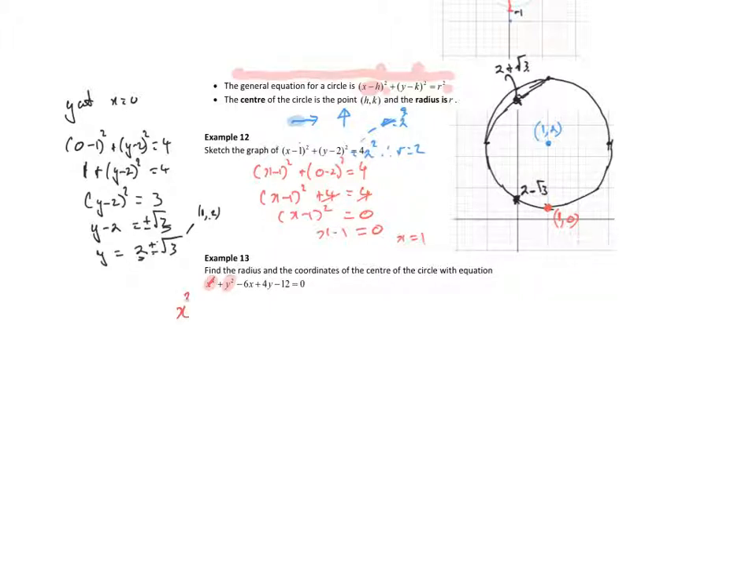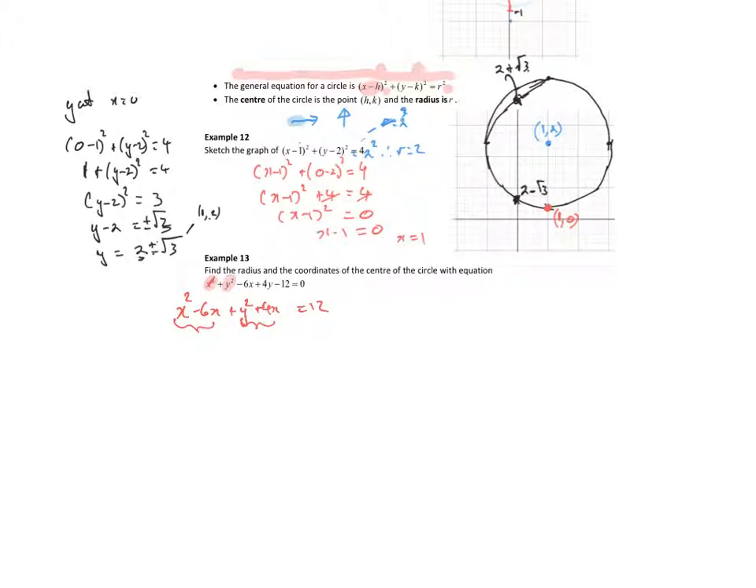x squared minus 6x. Group our y terms together, and let's put it equal to 12. So we've got x squared plus or minus, y squared plus or minus. Let's make them perfect squares. Got to go back to our completing the square knowledge, boys.